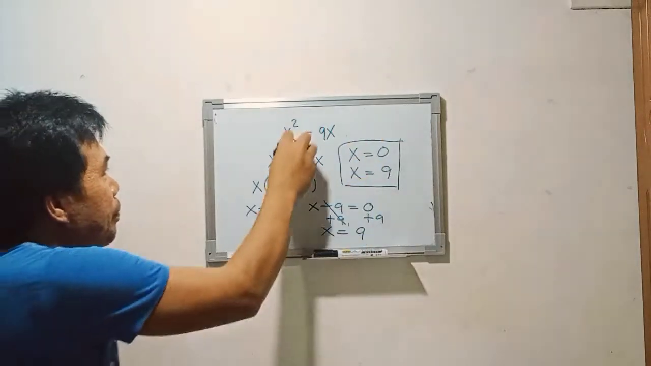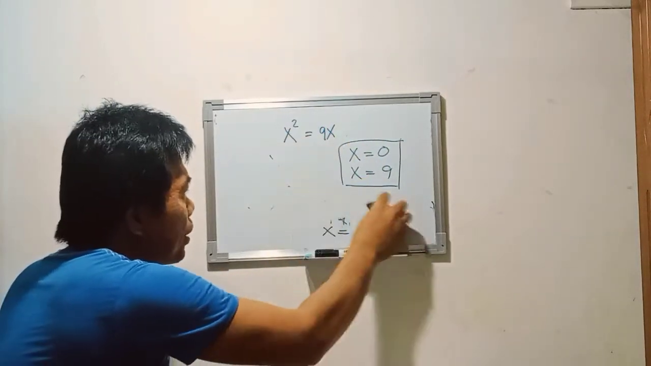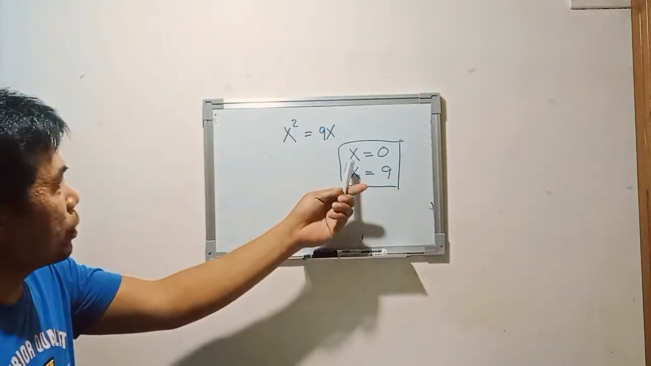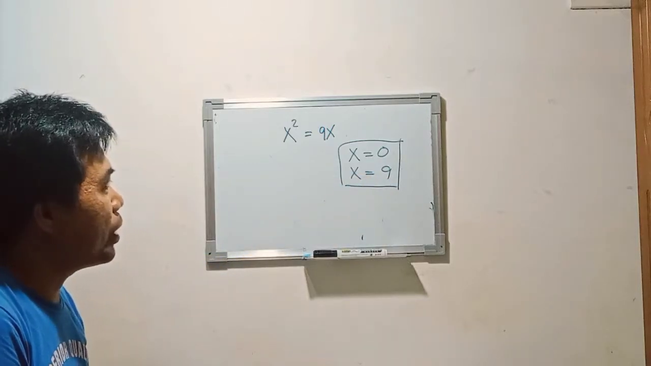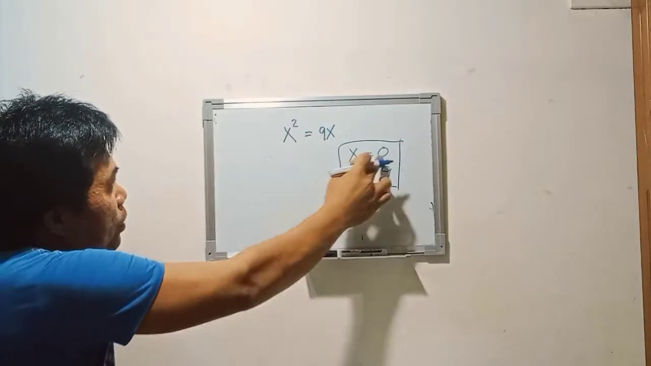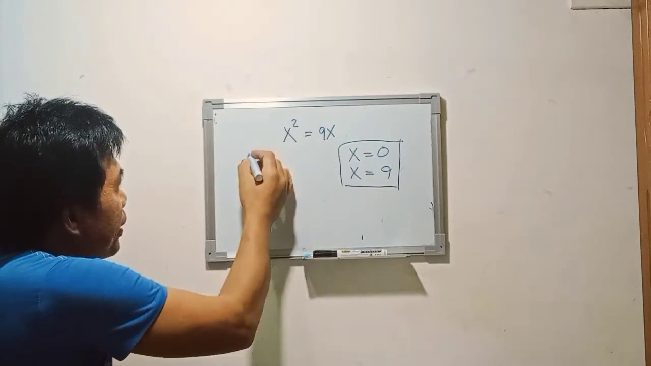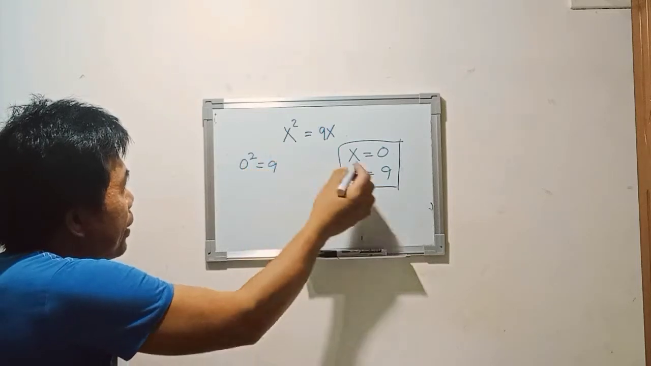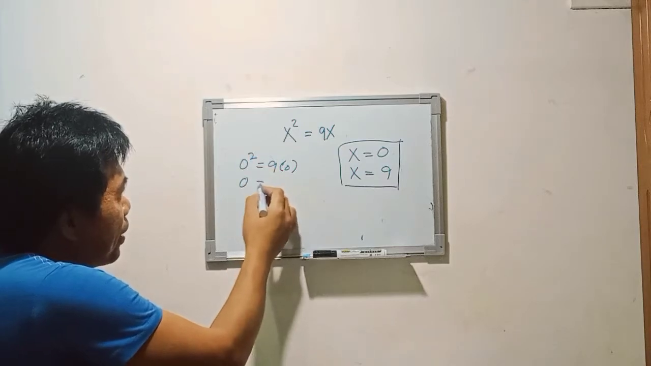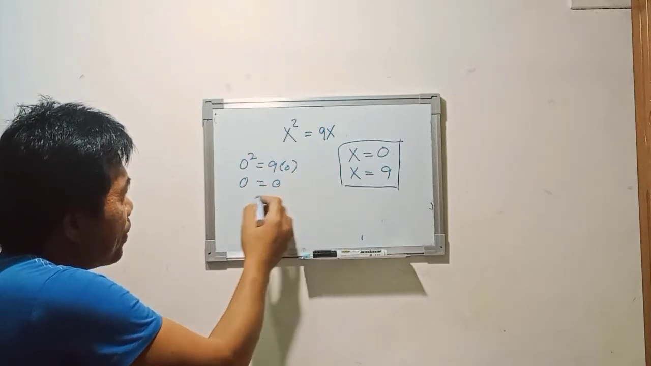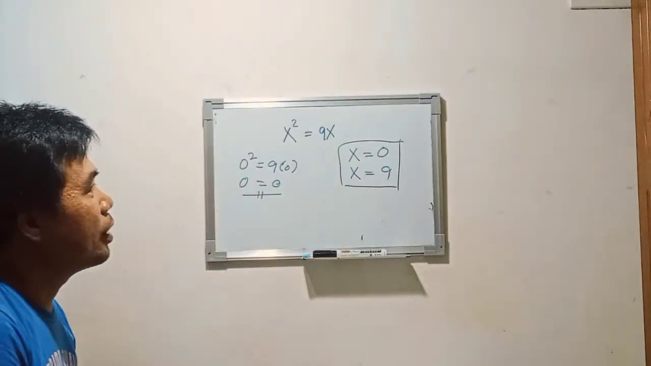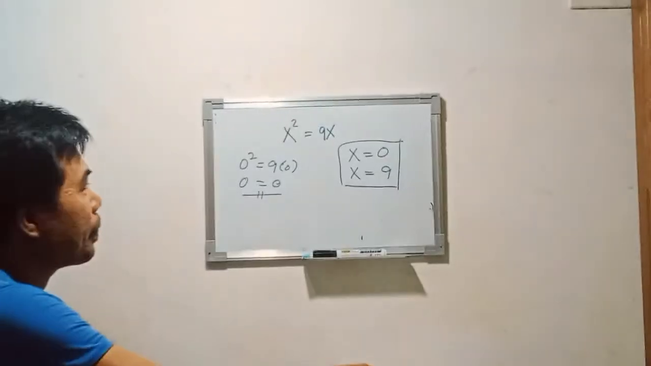Okay, how to find out if our solutions are correct? Let's check. First, we need to check solution number 1, x is equal to 0. So let's just substitute x with 0. So 0 squared equals 9 times 0. 0 squared is 0. 9 times 0 is 0. So our equation is balanced. So therefore, our answer x equals 0 is correct.